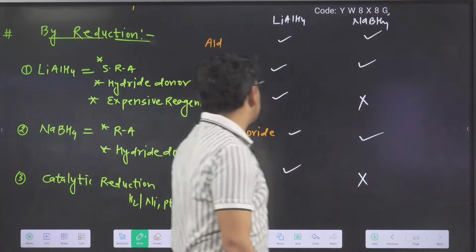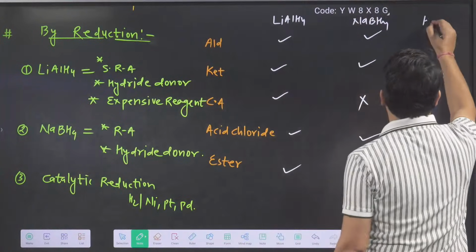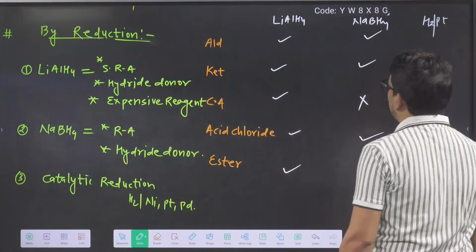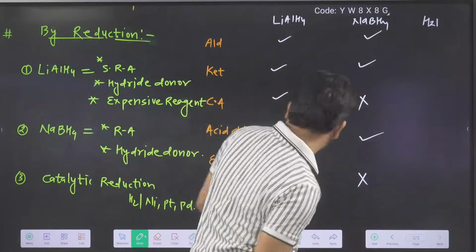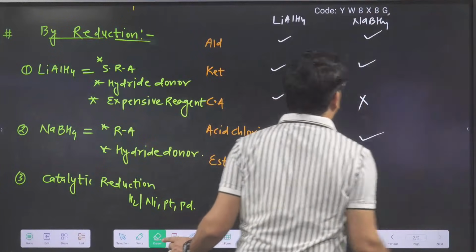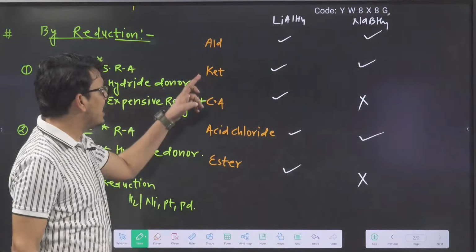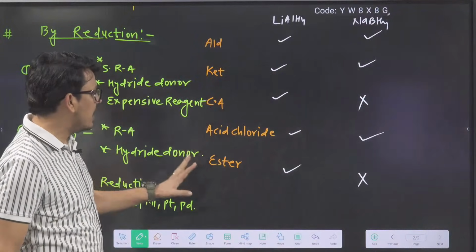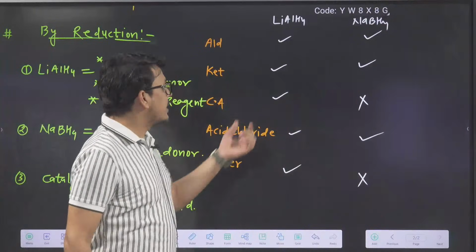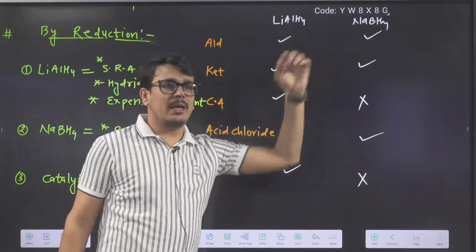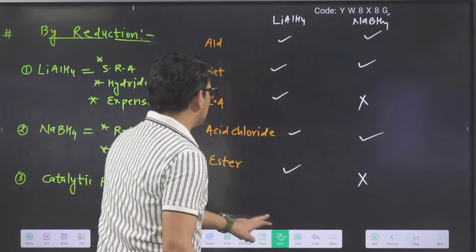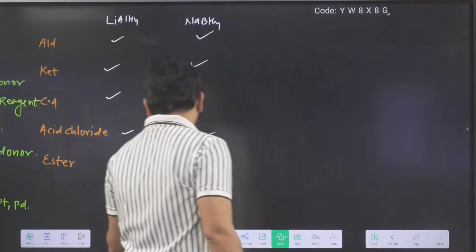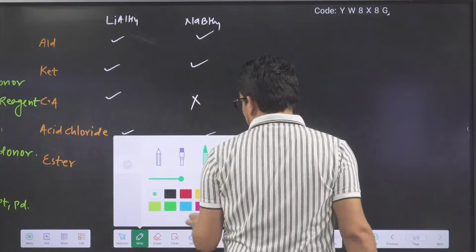If I said here which one? H2/Pt, better that I'll discuss separately. These two I'm saying first here. Aldehyde, ketone, carboxylic acid, acid chloride and ester can be reduced by LiAlH4. They can also be reduced by which one? NaBH4, except in which case? Carboxylic acid and ester.